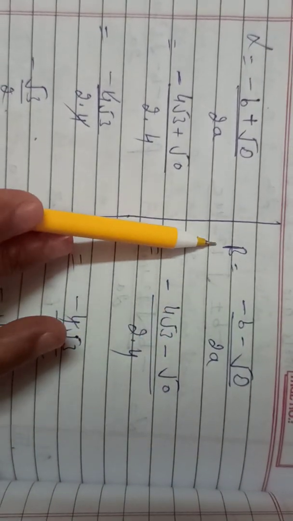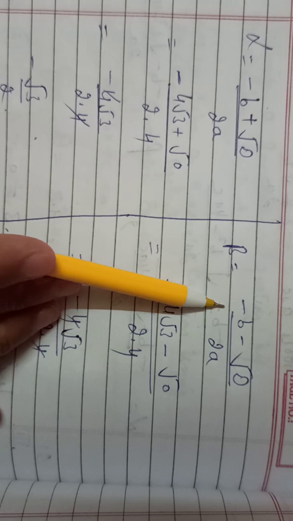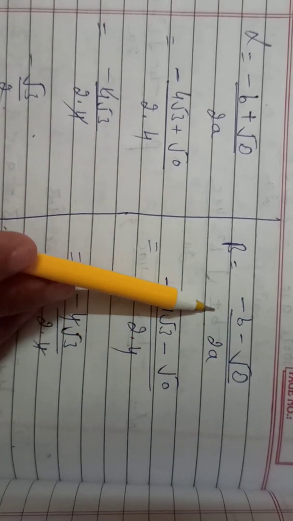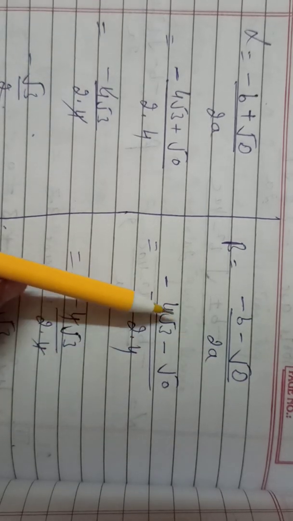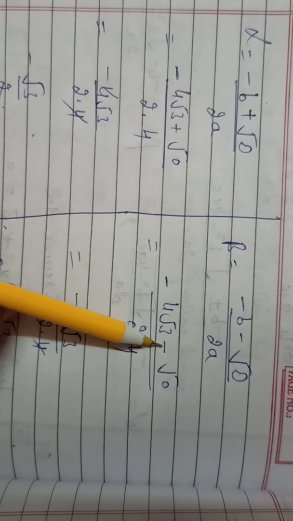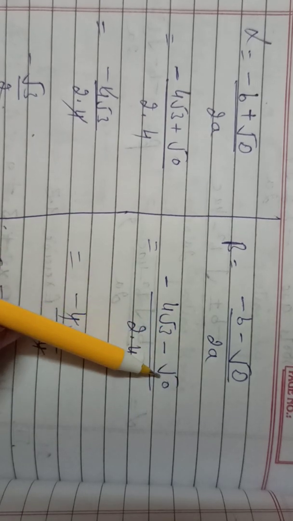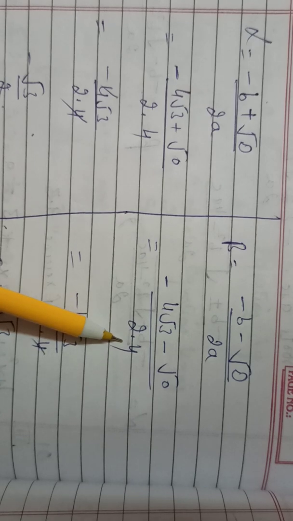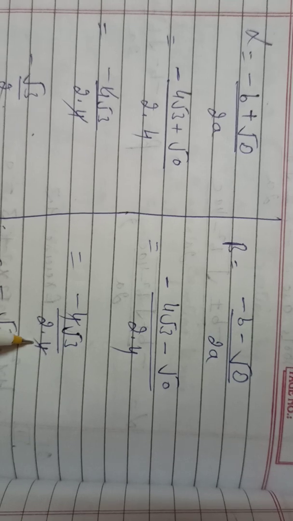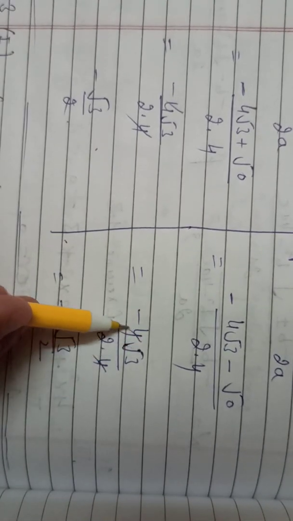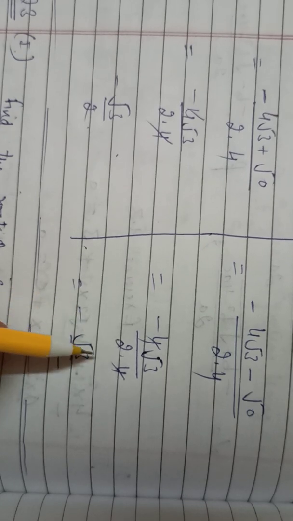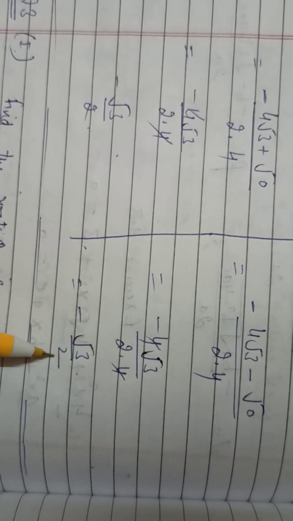Now come to the second root. Beta is equal to (-b - root D) upon 2a. Minus what is b? 4 root 3, minus root D means root 0, upon 2 into 4. Minus 4 root 3 upon 2 into 4. 4 and 4 cut, then what will be left? Minus root 3 upon 2.